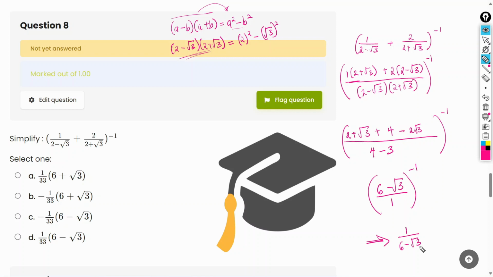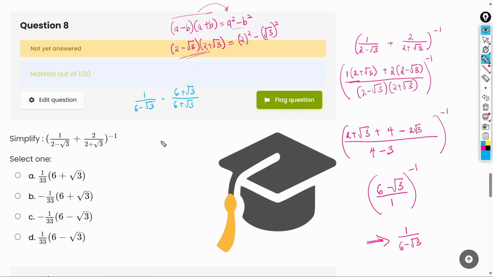I won't spot that particular solution in any of the options because it's not rationalized. We don't keep our answers with surds in the bottom, so we have to do that work again. Let me use a different pen. We have 1 over 6 minus root 3. To rationalize this, you have to multiply top and bottom by the conjugate of the denominator, which is 6 plus root 3. So multiply top and bottom by 6 plus root 3.